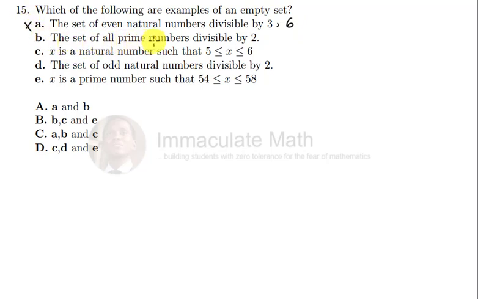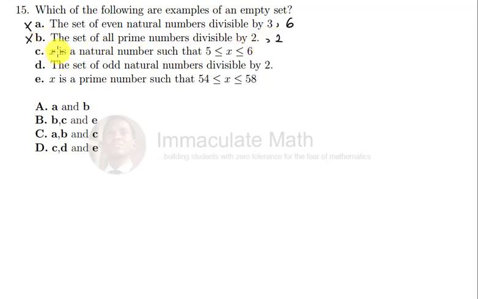The set of all prime numbers divisible by 2. I think 2 is a prime number divisible by 2. So that means 2 is part of it. So this cannot be an empty set because it contains at least one element.